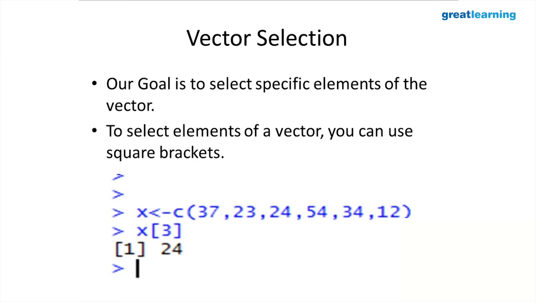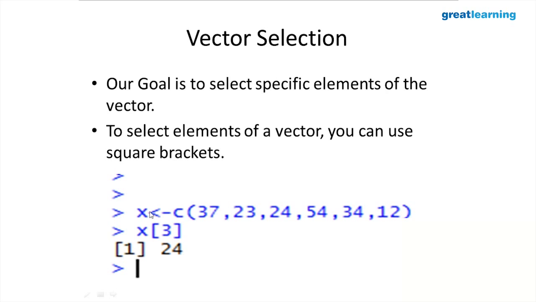So the next topic is how I select from a vector. If something is in the vector, I want to extract it. How will I do that? Our goal is to select specific elements of the vector. To select that, you remember in our first session, I spoke about square brackets. Now those will come into play. How square brackets come into play in R is a demonstration we'll see in a few seconds. To select elements of a vector, you can use square brackets.